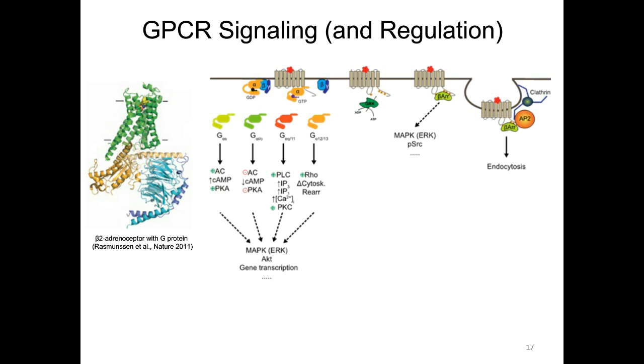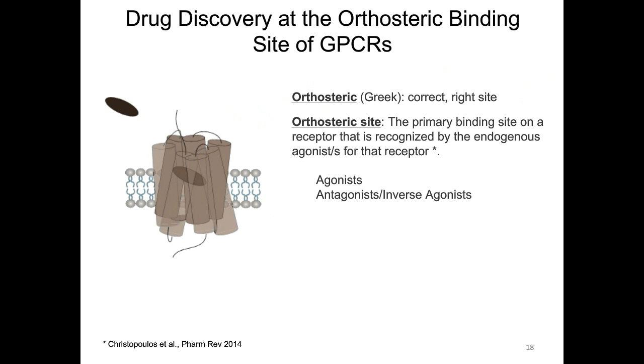Drug discovery at GPCRs has focused on targeting the orthosteric site of these receptors, which is where the endogenous hormone or neurotransmitter might bind. And drugs can act to either mimic the action of this endogenous ligand as an agonist to activate the receptor, or block the actions of the endogenous ligand as competitive antagonists or inverse agonists.